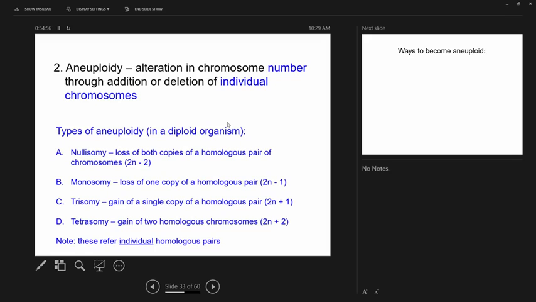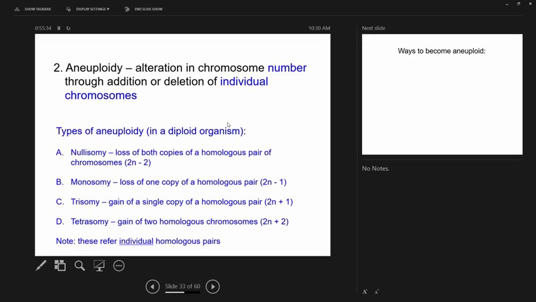Look at the notation. All these have 2N in front of it. So that means you are a 2N or diploid organism, and let's say trisomy. Trisomy is 2N plus 1. That means plus 1 chromosome. Like for Down syndrome that we're going to talk about, it's 2 of everything plus 1 extra of chromosome 21. For tetrasomy, it's 2N plus 2. The number is what you are gaining or missing from one of the chromosomes.